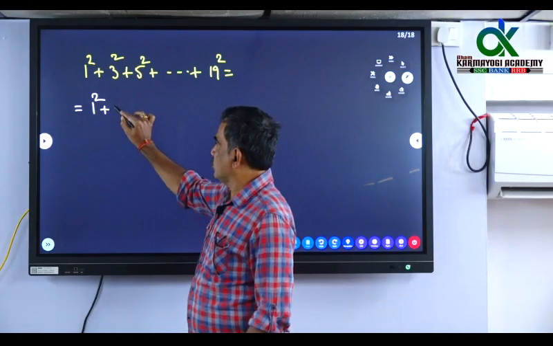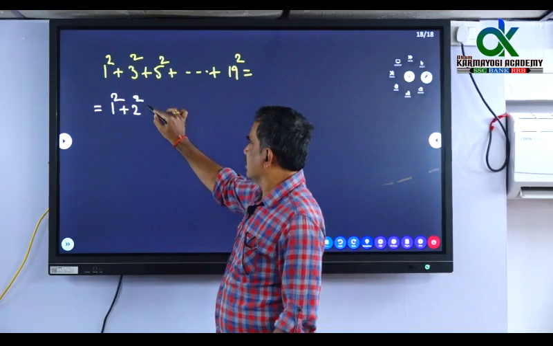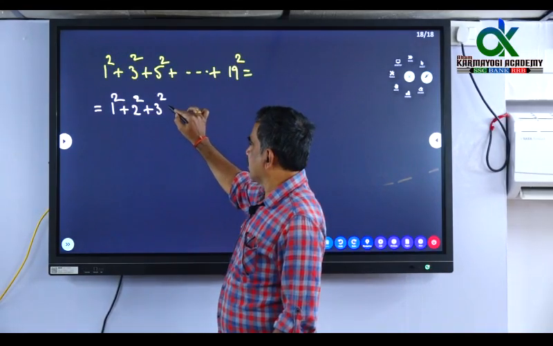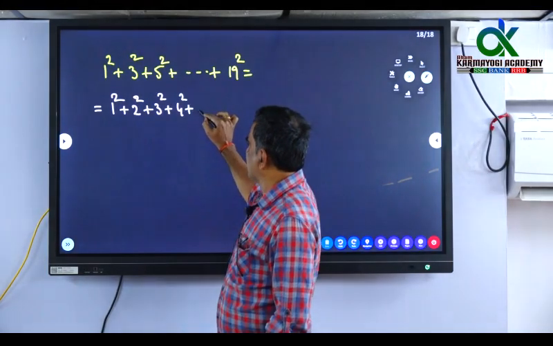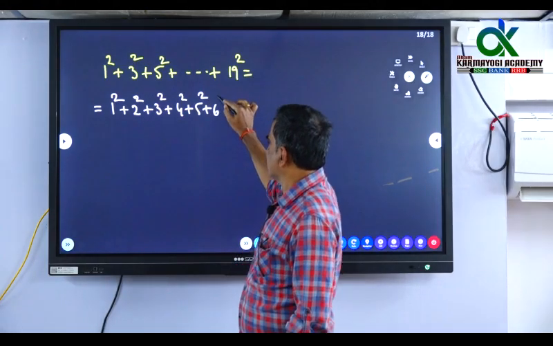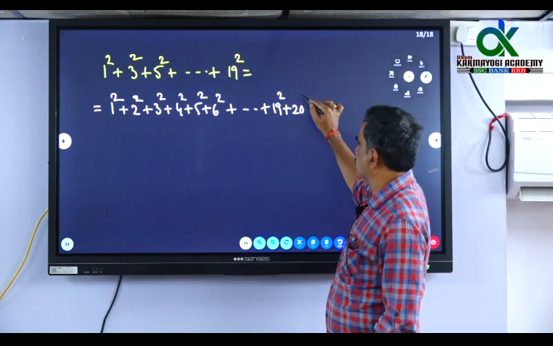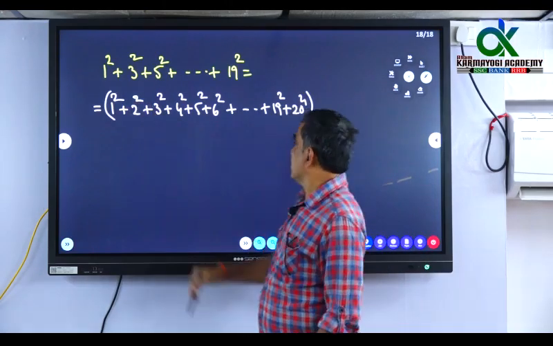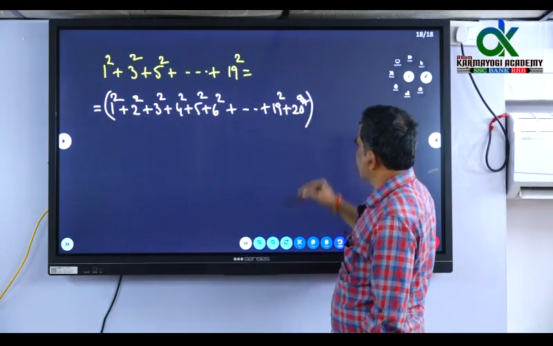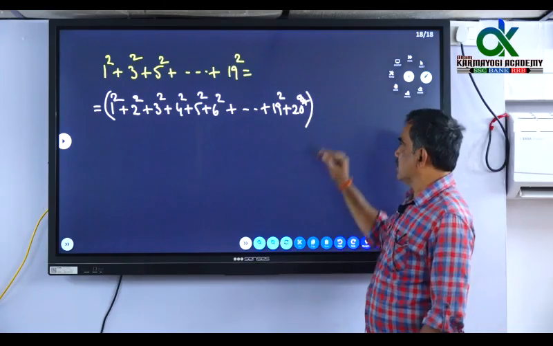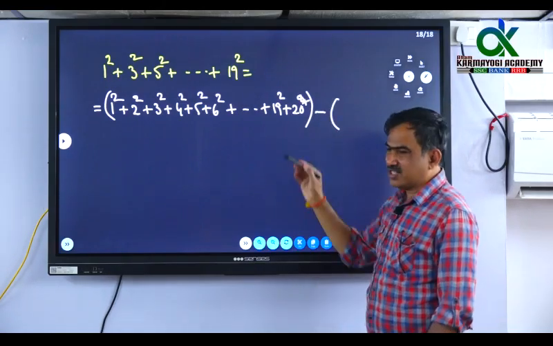1 square is there. I want to add 2 square. 3 square is there. I want to add 4 square. 5 square is there. I want to add 6 square. And so on. 19 square is there. I want to add 20 square. So what are the terms added? I have to subtract the same numbers.